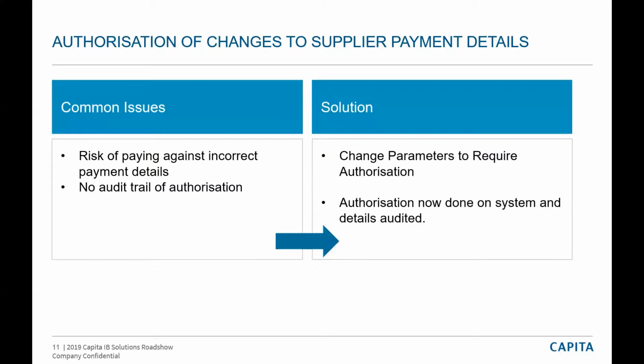If they don't authorise it, the supplier still exists, but they're put on hold, and they will not be paid until such time as the change has been authorised, which means there's no risk of you paying the incorrect details. So that authorisation is done on system, and the details therefore are audited.